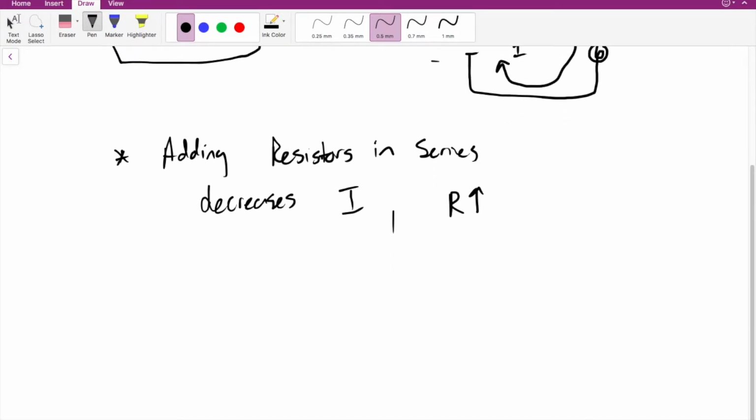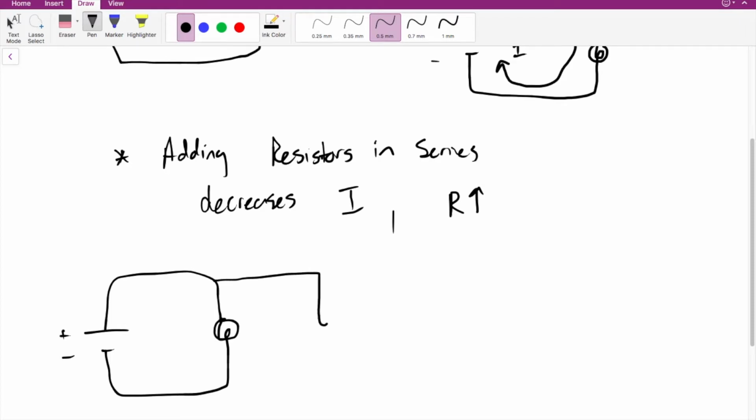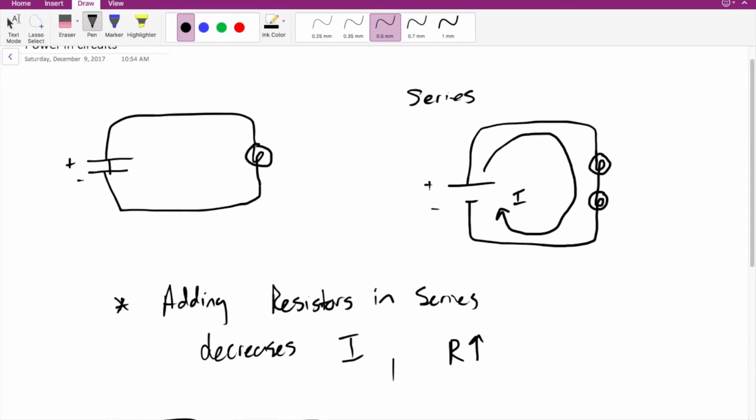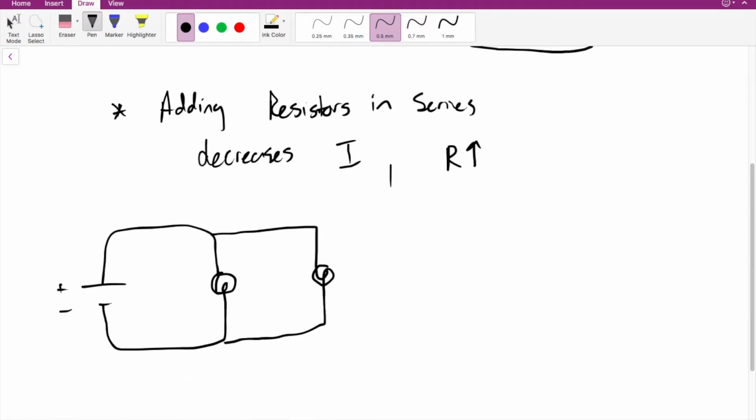And we found the opposite to be true if we added light bulbs in parallel. So when we had our battery, and this time we had our original light bulb, and then we added a light bulb in parallel to that, we noticed that the brightness of the original bulb did not change. So whatever current was going through this original circuit was the same as the current going through this light bulb, if brightness indicates current, which was the same as the current going through this light bulb.